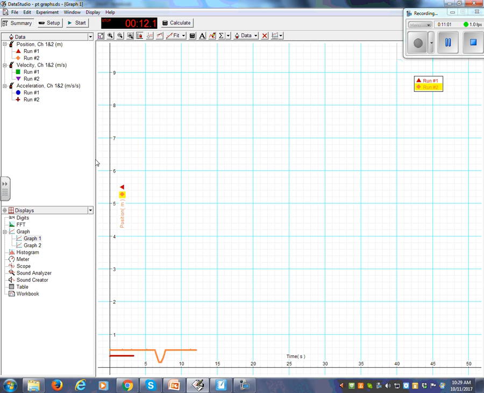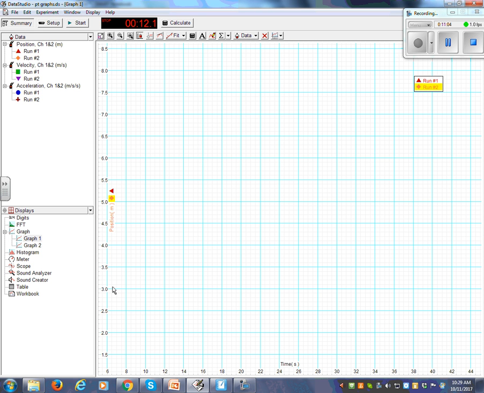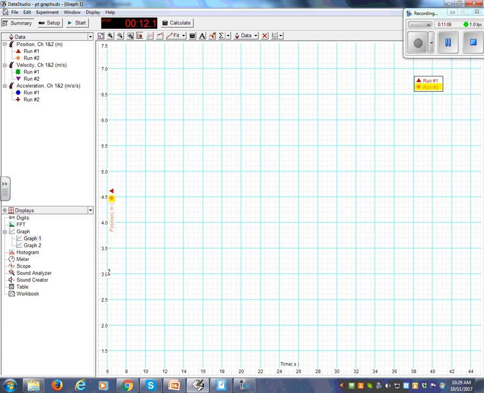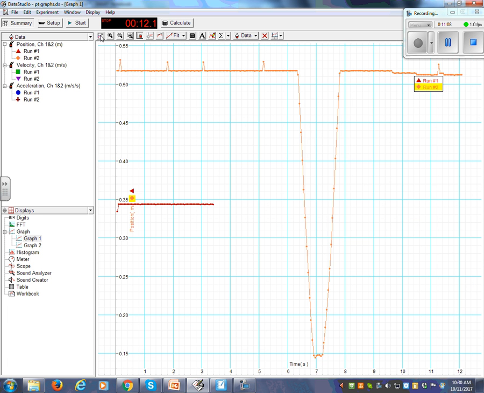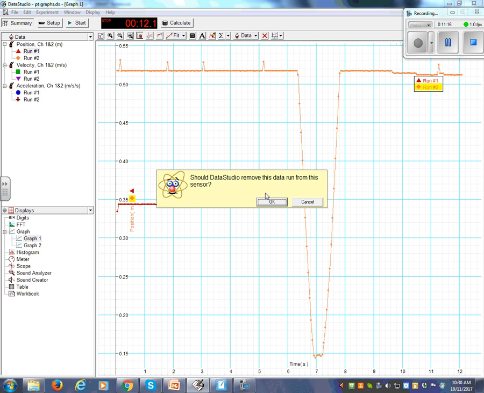Okay? And I can zoom in a bit. Oh, that's not what I wanted. There we go. Okay? So as I move back and forth, I can make my little graph of my motion. Okay? So here's what we're going to do.